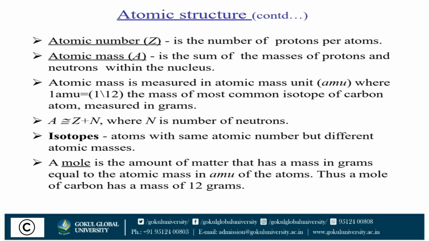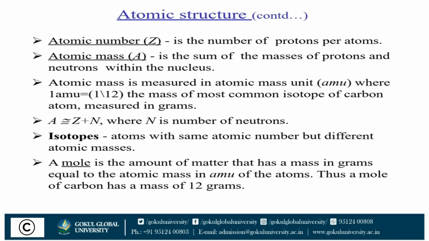The atomic structure involves the atomic number, that means the number of protons per atom. Atomic mass is defined as the sum of the masses of protons and neutrons within the nucleus. The atomic mass is measured in atomic mass unit, that means AMU, where AMU is 1 by 12 the mass of the most common isotope of the carbon atom, measured in grams. A equal to Z plus N, where N is the number of neutrons.